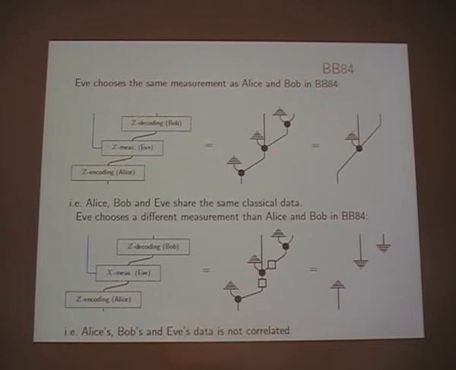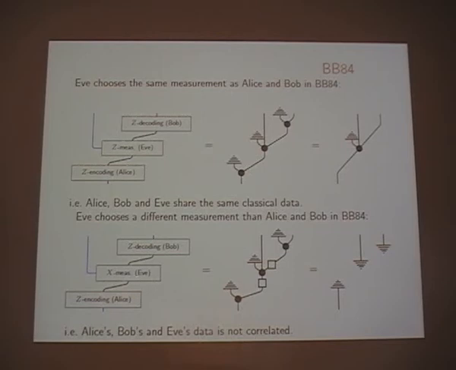And it turns out that we can rewrite this just as this, which means that we have a classical channel, and the information which is sent by Alice is just copied, and Bob and Eve have the same classical data. So in that case, Eve has the same data as Bob.